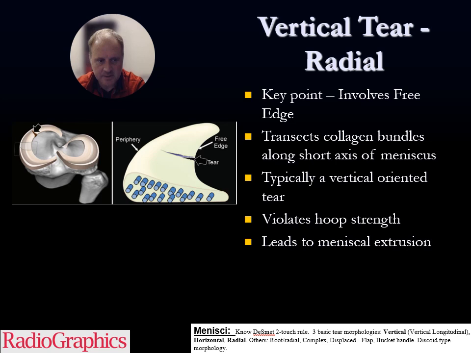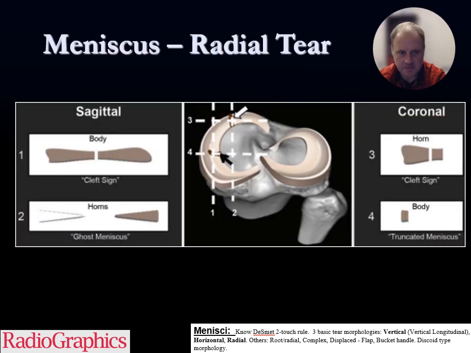you can see typically, especially on coronal imaging. But remember that it involves the free edge. That would be the most helpful. If you think about where a radial tear is on here, it can be in different locations, and it'll look differently depending on where you cut it.